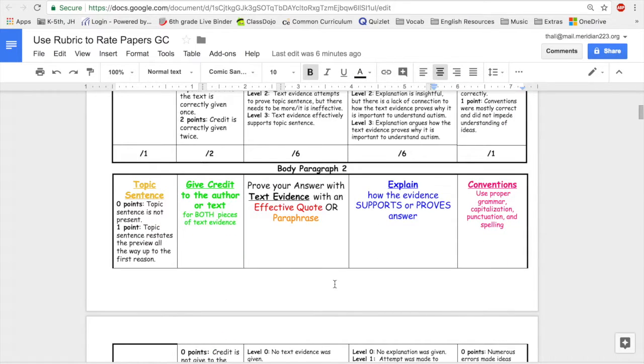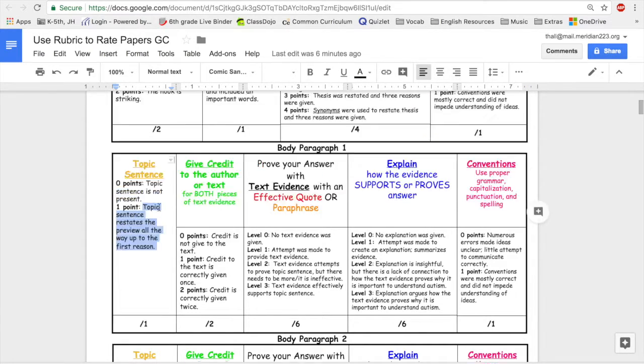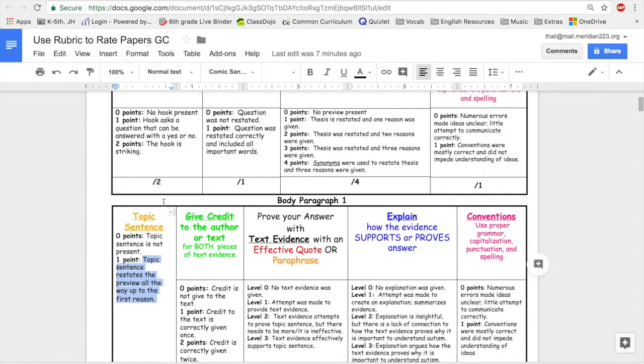Let's talk about body paragraphs. Now, for the first body paragraph, we're going to look at a topic sentence, and the topic sentence should restate the preview, and it should restate it all the way up to the first reason. Now, it's okay to use synonyms. In fact, that's a good thing to use synonyms for a topic sentence, as long as they don't change the reason that they gave for the first reason in their preview.